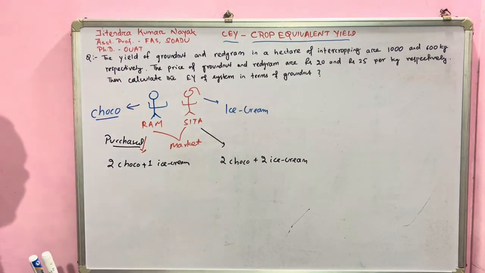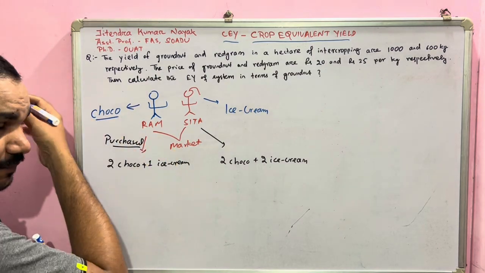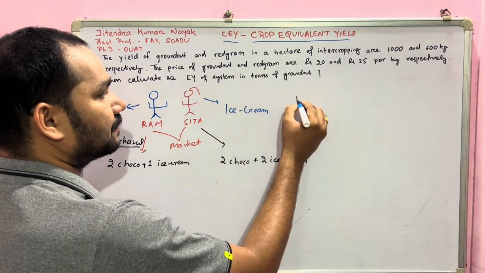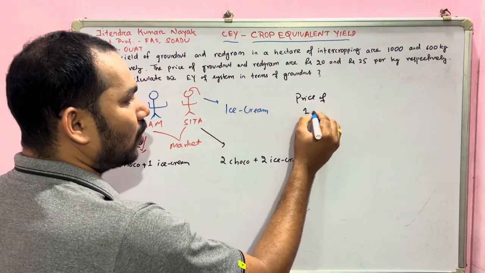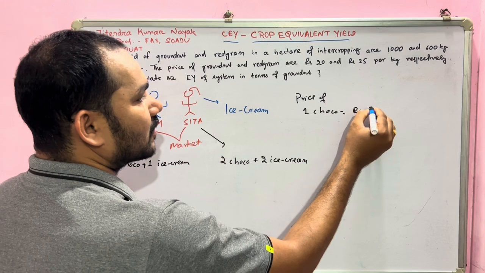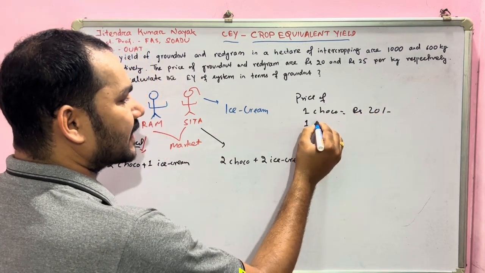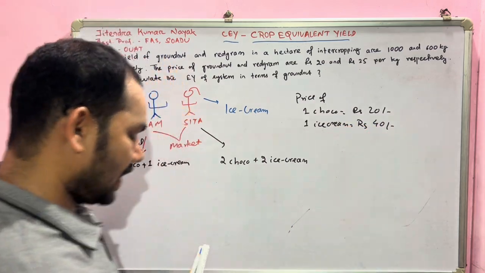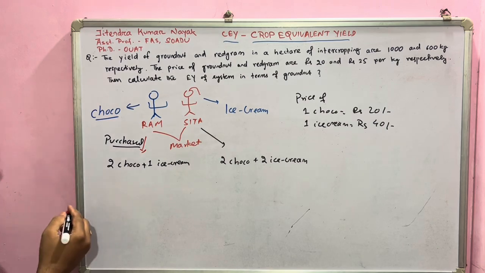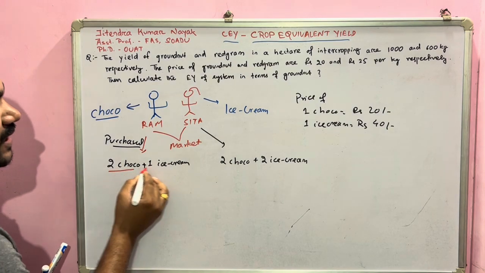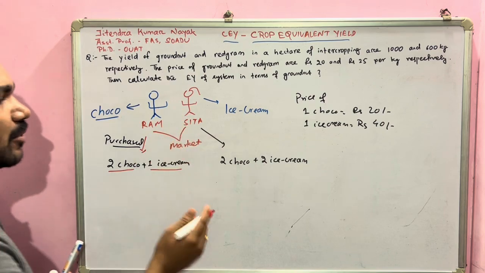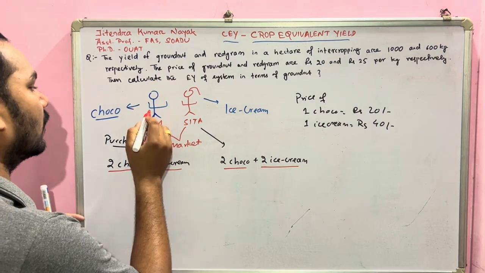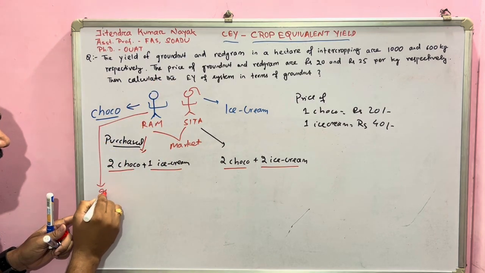Now if I ask you, suppose the price of 1 chocolate is 20 rupees, whereas the price of 1 ice cream is 40 rupees. Ram purchased 2 chocolates and 1 ice cream, and Sita purchased 2 chocolates and 2 ice creams. Now suppose Ram goes alone to the market.